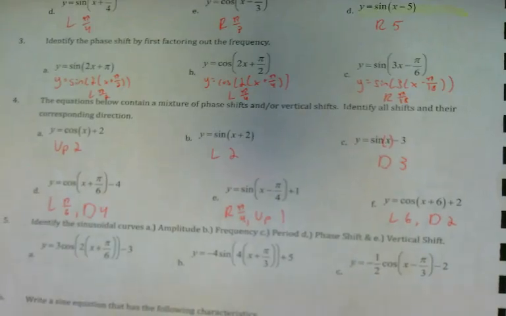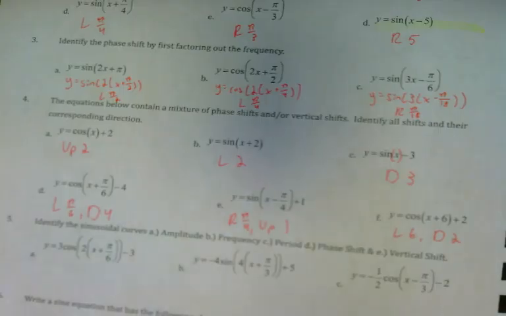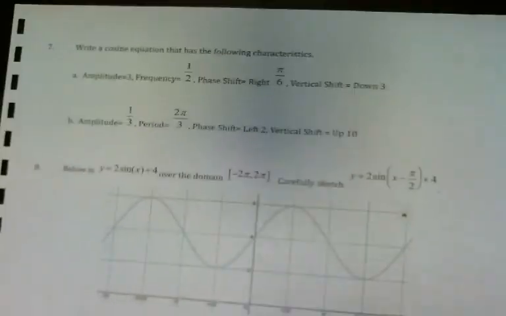Okay, I think you have 5 you can do. You find amplitude, frequency, period, phase shift, and vertical shift. 6 I think you can do as well. I want to talk about page. Let's look at question 8.